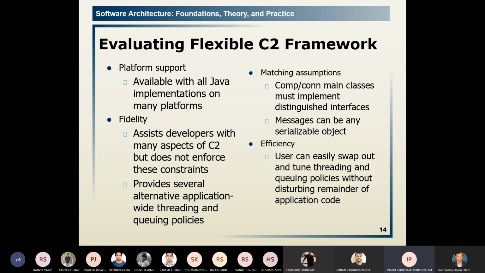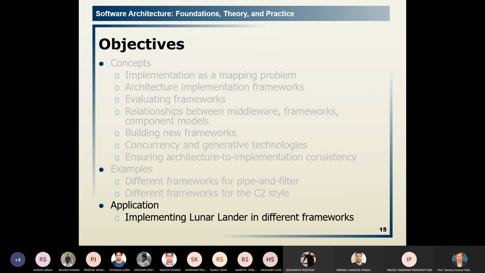And the efficiency: the user can easily swap out and tune threading and queuing policies without disturbing the remainder of the application code. So it is efficient in the way that the user can swap out and tune threading and queuing policies. The next one is the application, implementing Lunar Lander in different frameworks.